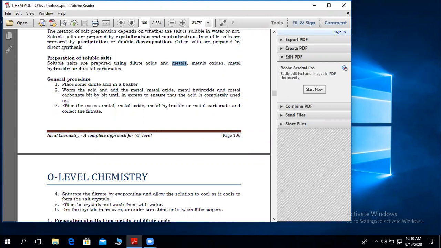So general method: place some dilute acid in a beaker. This one we looked at. Then take note, always remember that we use warm acid, because some metals take long to dissolve in dilute acid. So when you increase the temperature, you increase the rate of reaction. That one you know. So that's the reason why we use warm acid, or that's why we heat the acid.